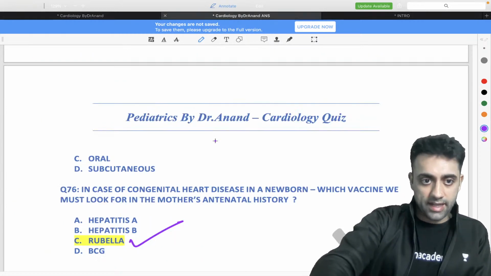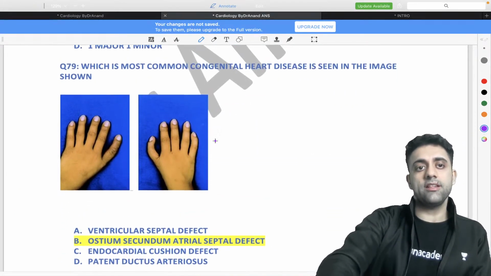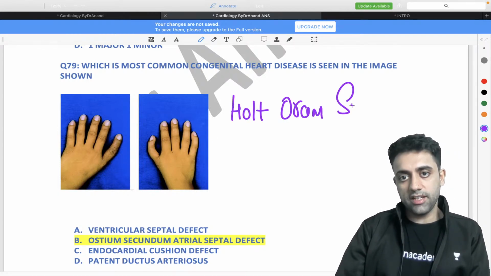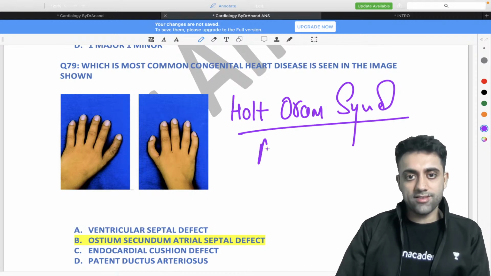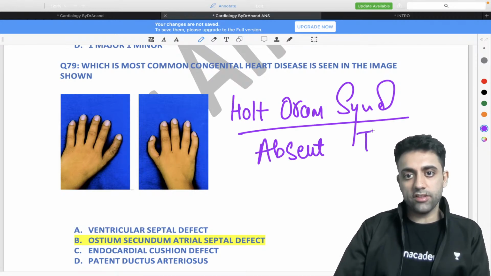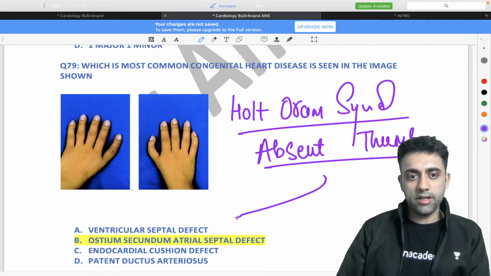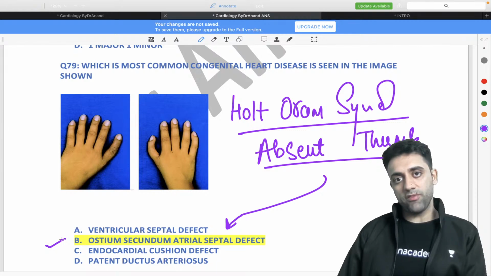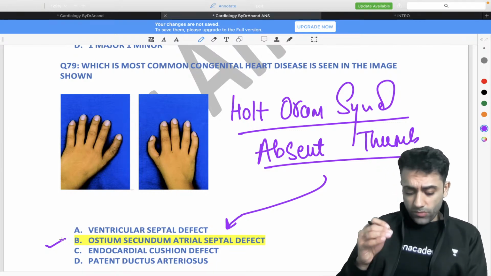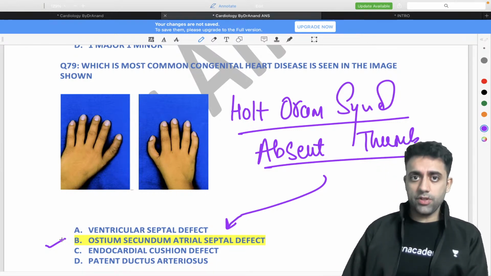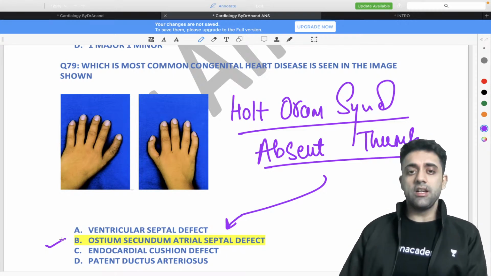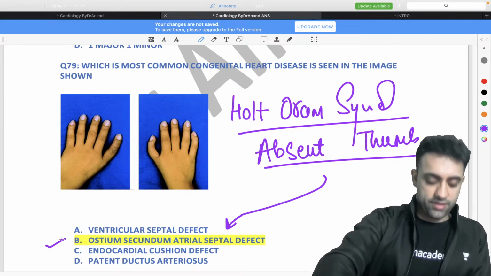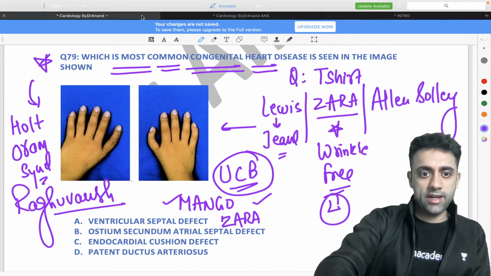So question number 79. For question number 79, the best answer is the most common congenital heart disease in Holt-Oram syndrome, which is a TBX5 gene mutation, where the thumb is absent. Most importantly, the most common congenital heart disease in Holt-Oram syndrome is ostium secundum type of atrial septal defect. Please remember, most common congenital heart disease in Down syndrome is ostium primum type of atrial septal defect, and in Holt-Oram syndrome it is ostium secundum type of atrial septal defect. Very good, very nice.